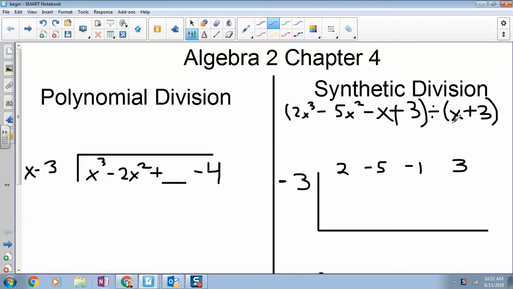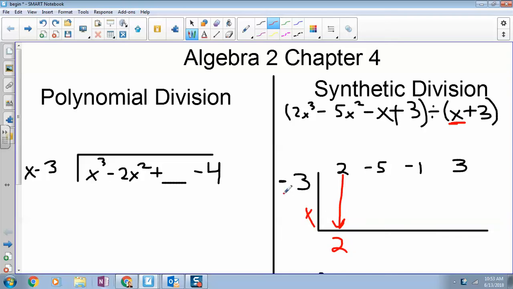This can only be done if you have an x value that doesn't have an exponent greater than 1. Alright, so it's just a faster way. So first step, take this 2 and drop it down. Alright, after you drop down the 2, what you're going to do is multiply it.